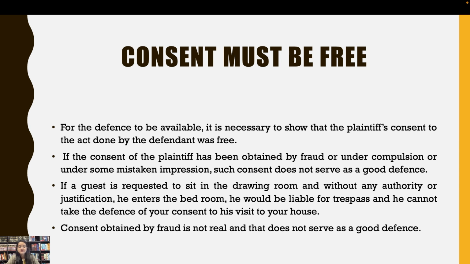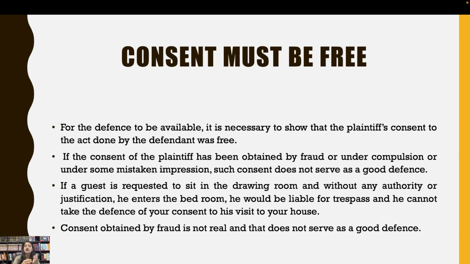Okay. Now, another thing, if a guest is requested to sit in the drawing room and without any authority or justification enters the bedroom, he would be liable for trespass, and he cannot take the defense of your consent to his visit to your house.